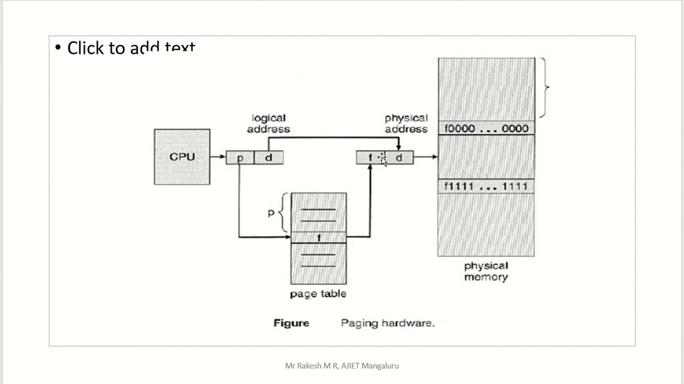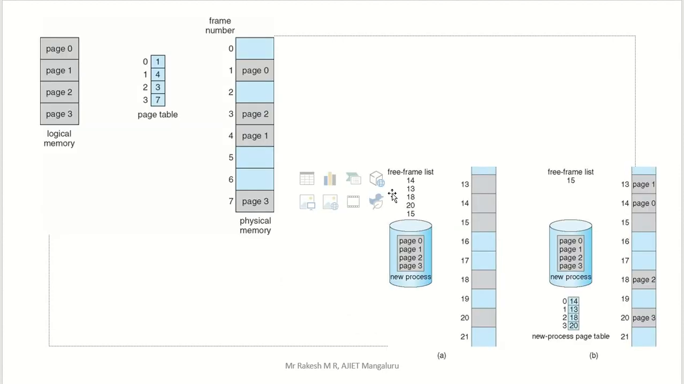Once this is over, the frame number is sent to memory. In that particular frame we have the page, which is captured and sent to the CPU. This is the concept of paging.